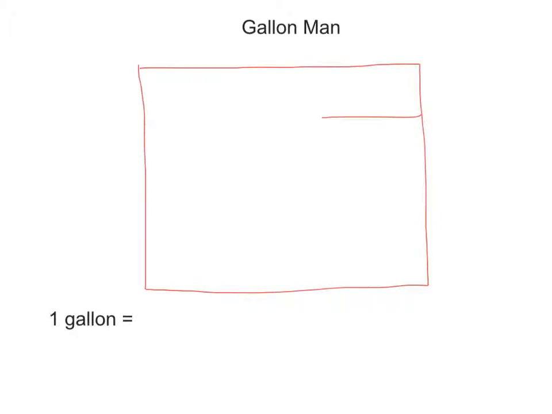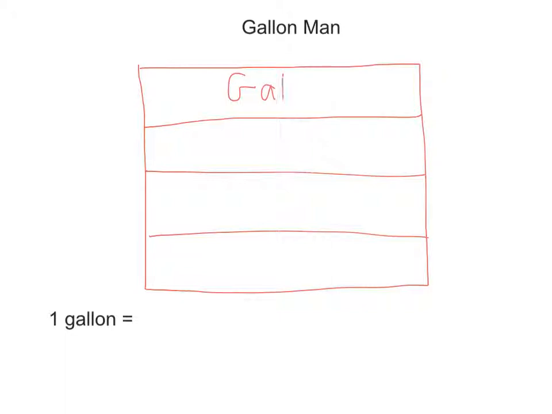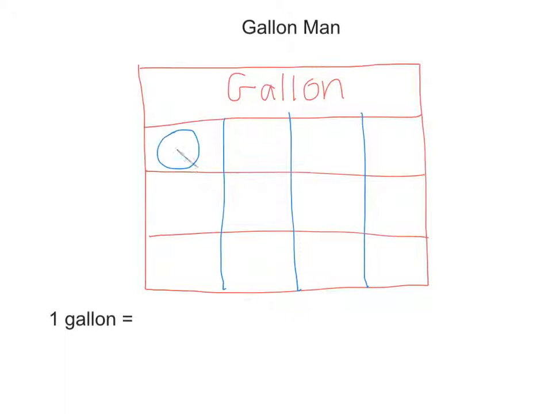And I'm going to split it into 4 rows. The very top row represents a gallon. From there, I'm going to break the bottom 3 rows into 4 pieces. And the next row under gallon, the 4 pieces represent quarts.